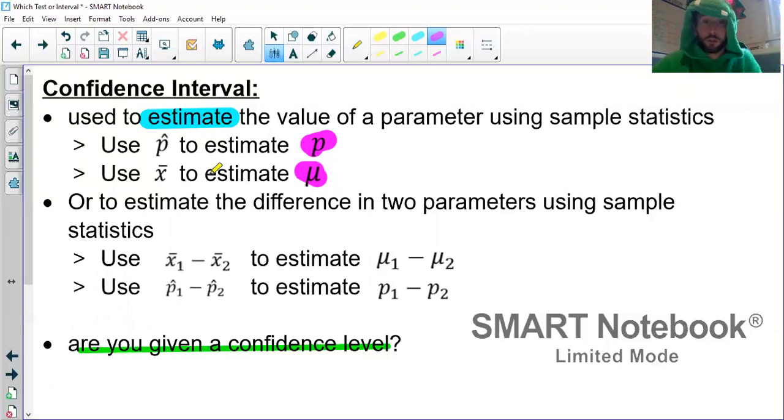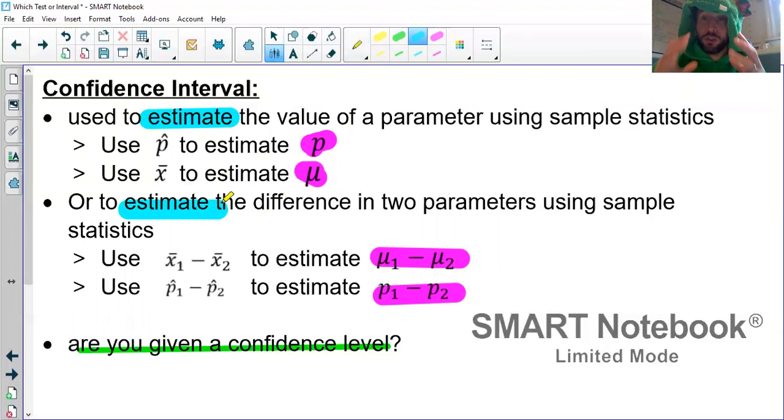Then we started to get into our 2 sample stuff, and with 2 samples, we're estimating the difference in 2 parameters, whether that's 2 means or 2 proportions. The biggest thing we want to take away here is this word estimate, right? That's what an interval is used for. An interval is used to estimate the value of a parameter or the true difference in 2 parameters.